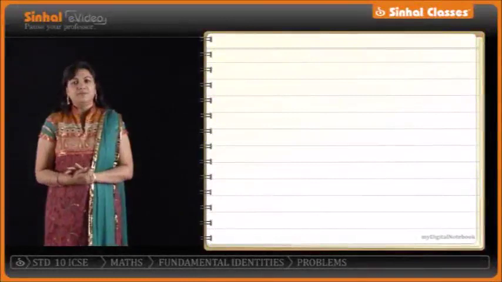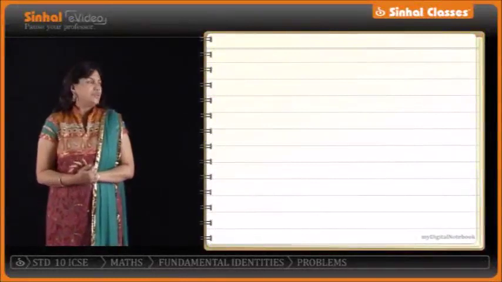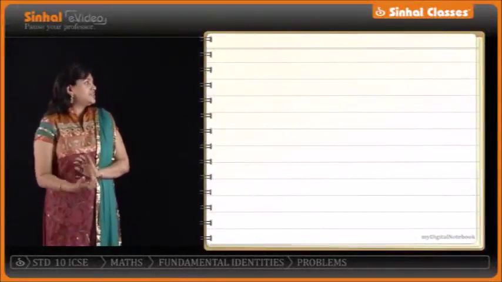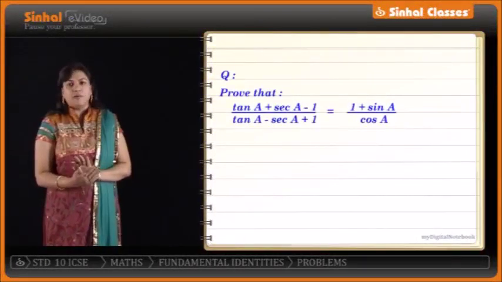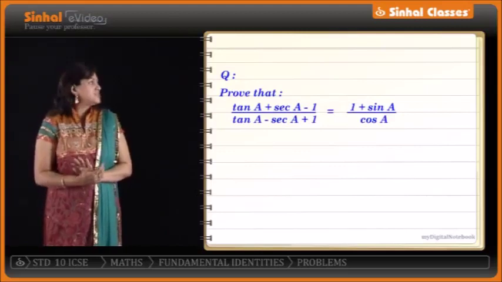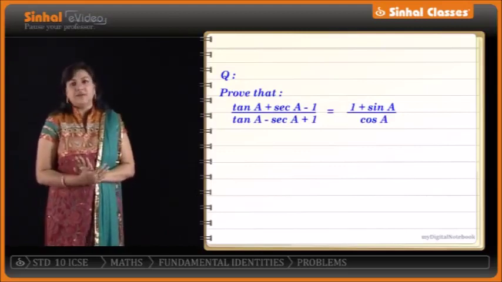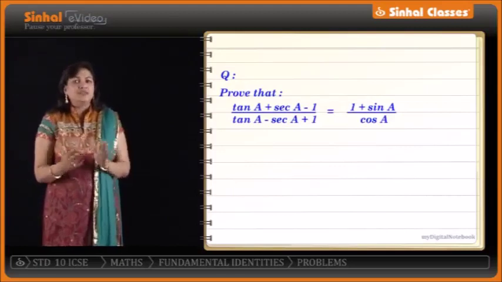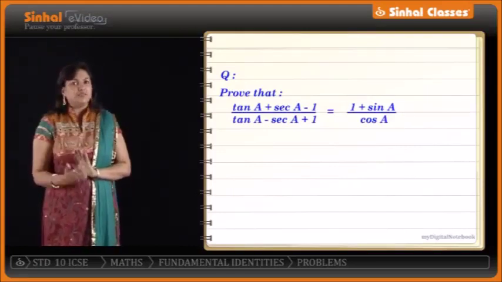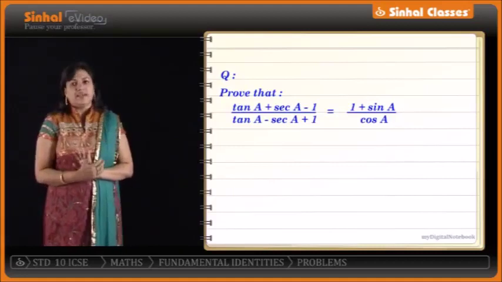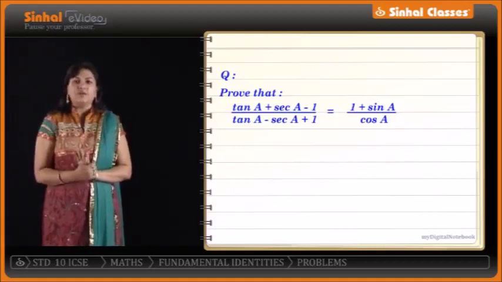Here's the next problem. This is very interesting. Now in LHS we are given tan A plus sec A minus 1 upon tan A minus sec A plus 1. In RHS we have 1 plus sin A upon cos A. We obviously want to prove them to be equal. Now in LHS we have tan and sec, and in RHS sin and cos.